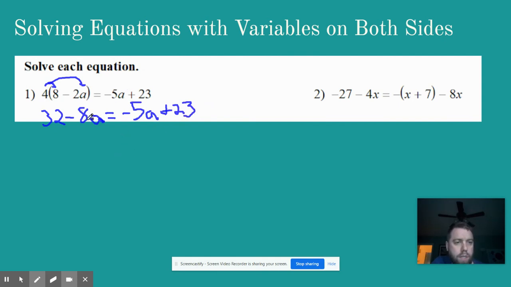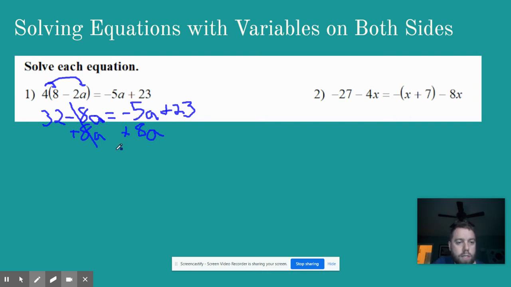Now, we notice that the problem here is there are a's on both sides. There are 2 options here. You could try to move the 8a over here or the 5a over there. To make it easier, I'm going to choose to add 8a. I could do it either way. The reason I'm choosing to do that is if I add 8a here, of course, negative 8a plus 8a cancels out. And if I do it to one side, I have to do it to the other. So I add 8a over here.